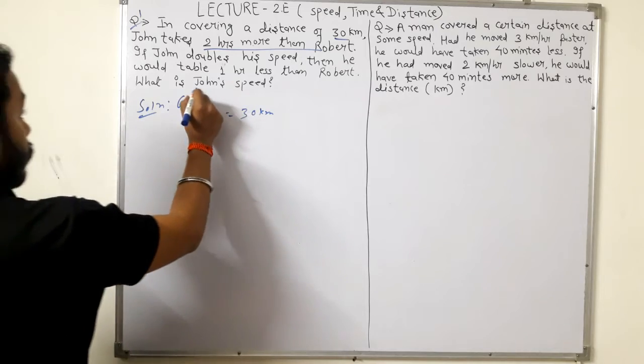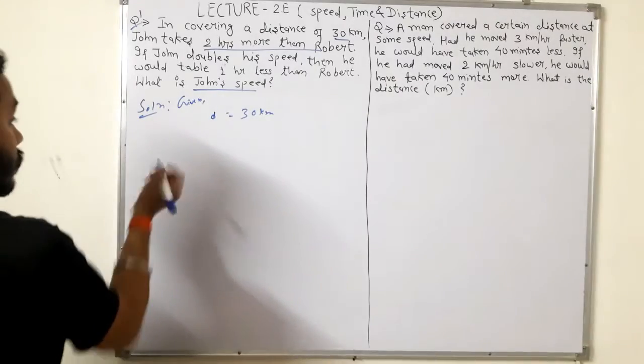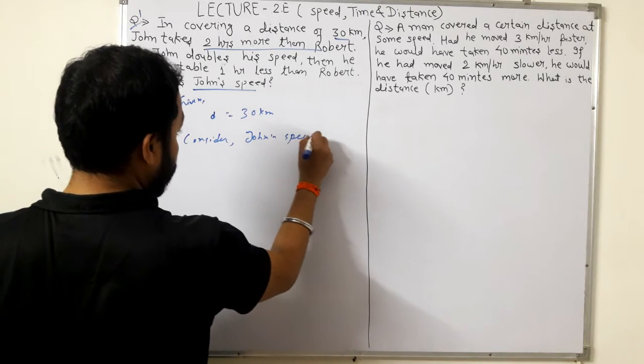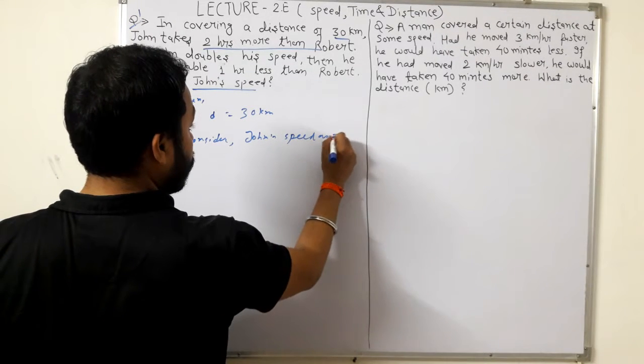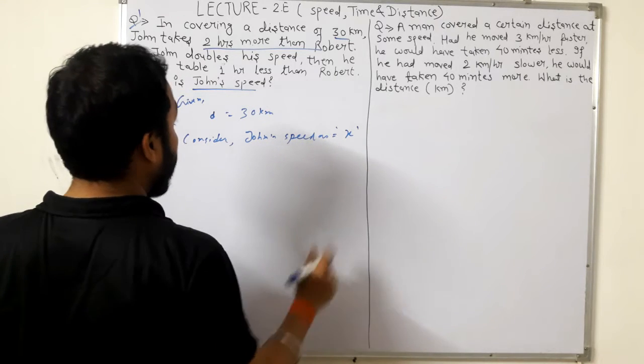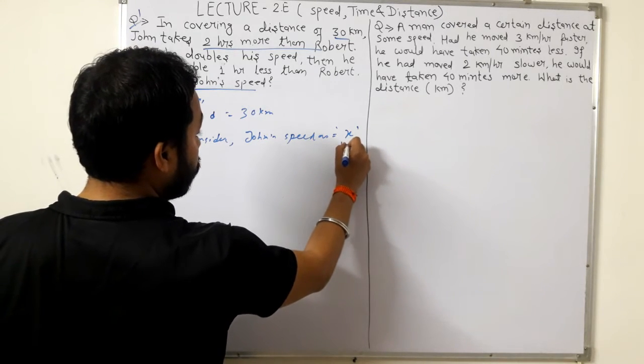The question is actually asking about John's speed. So consider John's speed as x kilometers per hour.